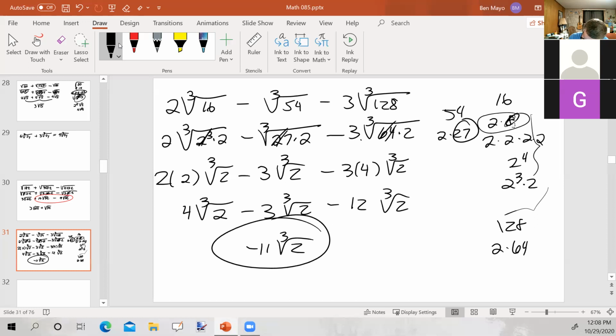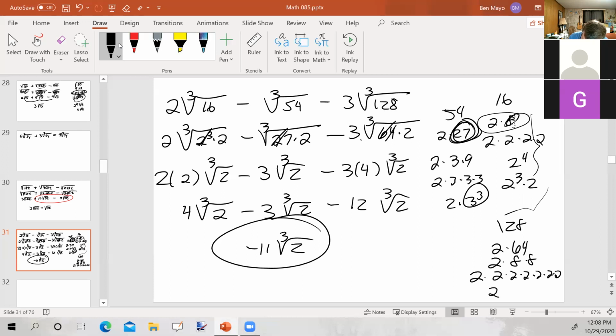Now, let's go back here for a minute. Let's say you didn't recognize that 27 was a cube. Well, you'd go 2 times 3 times 9, 2 times 3 times 3. Oh, 2 times 3 cubed. By golly, 27 is a cube. Here, 2 times 8 times 8, you get a whole bunch of 2s there, and you get 2 to the 6 times 2, and there's your 64, because that's a multiple of the index. Is that making sense? Yes. Okay. Let's do another one of these.